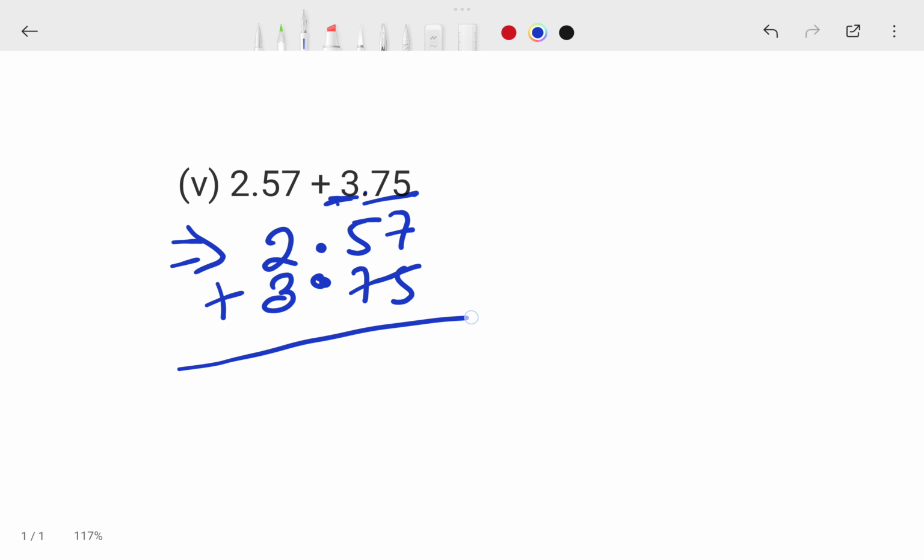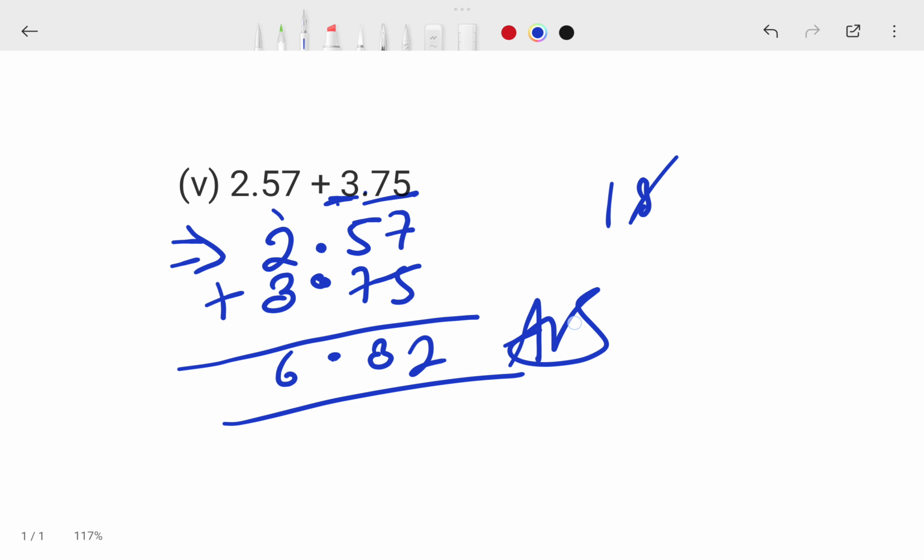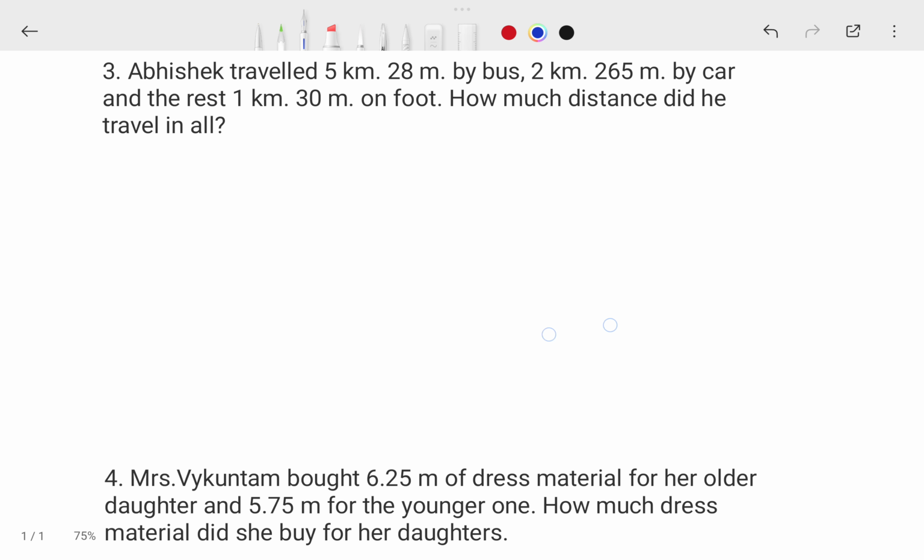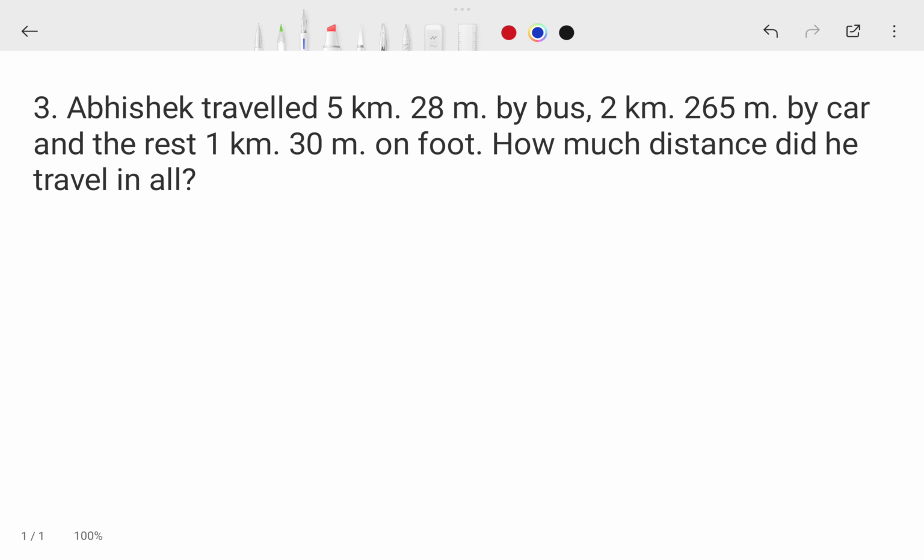Now add it. 7 plus 5 is 12. 12 plus 1 is going to be 13. Okay, 13 will be there, so you write 3, 1 will go into here. 3 plus 2 is 5, 5 plus 1 is going to be 6. So this is the answer. Simple. Over or not? These are very easy questions. Okay, now this is also over.